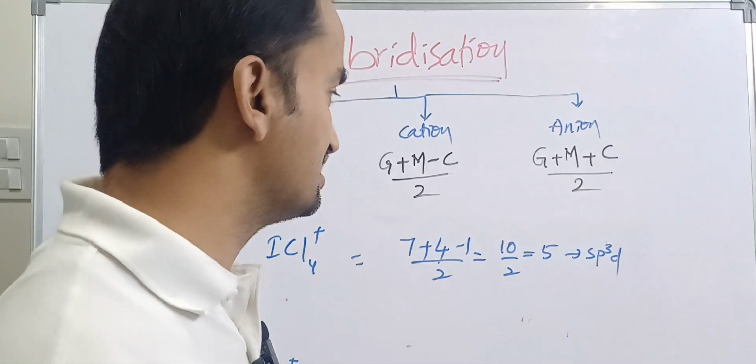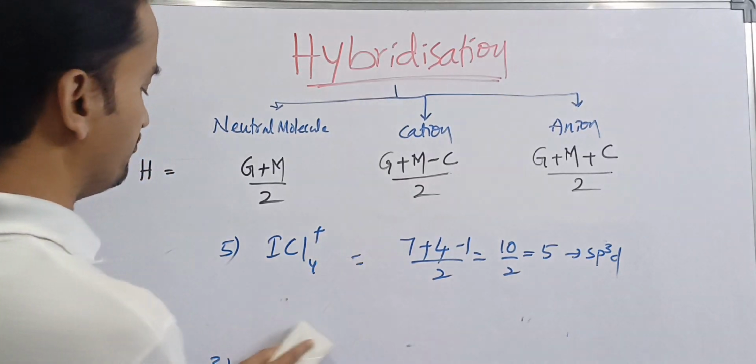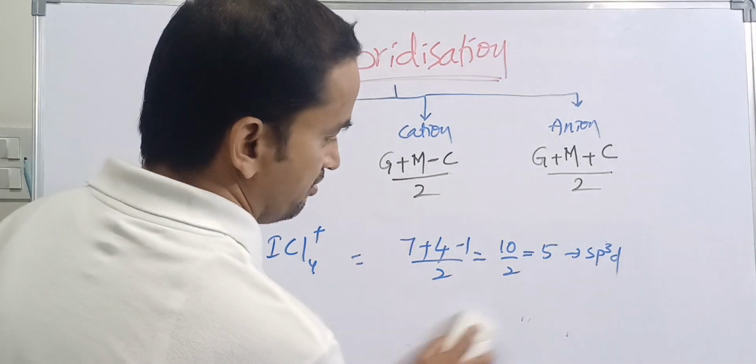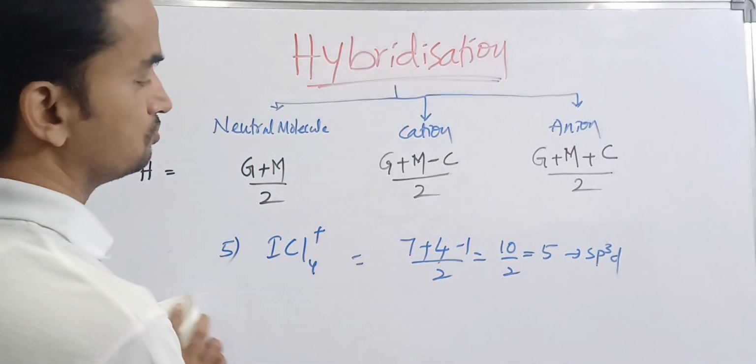Now we will take the examples of anions. We'll check whether we will be able to get the hybridization in case of anions also.